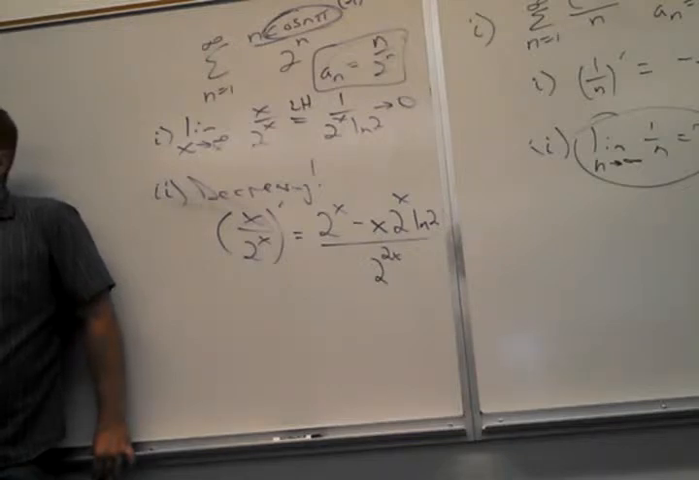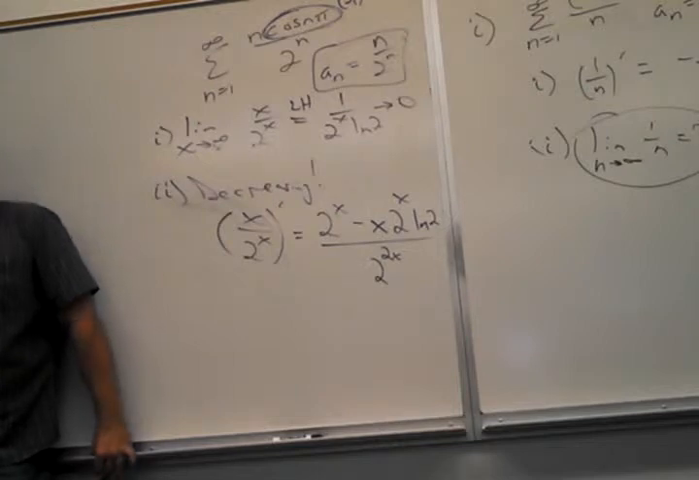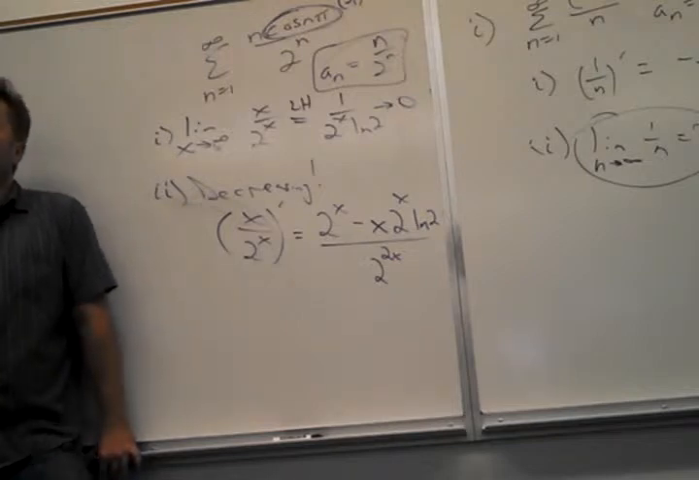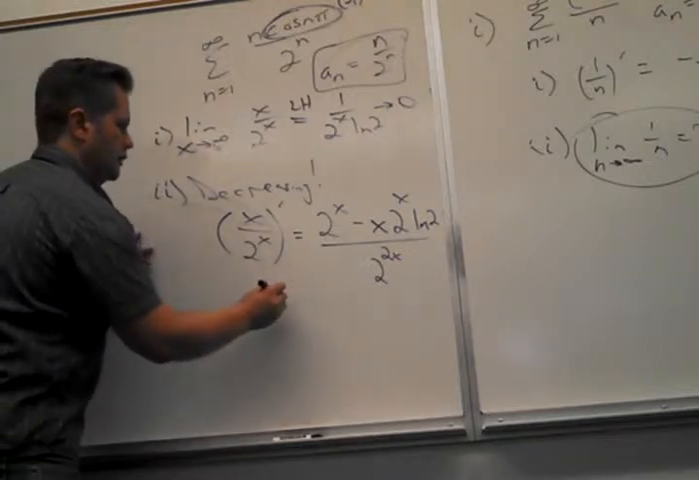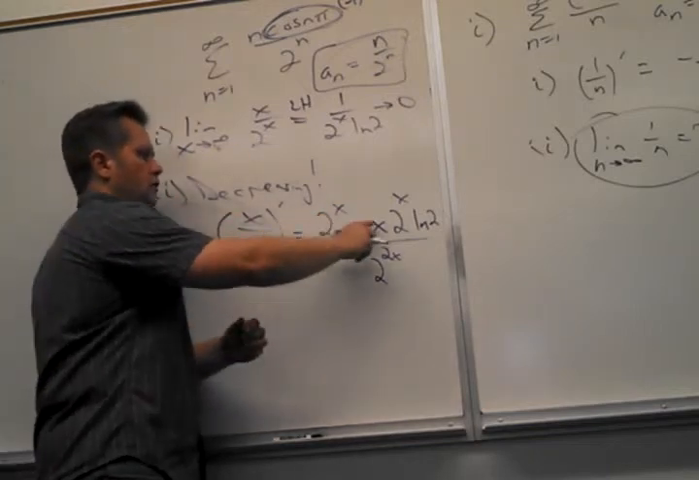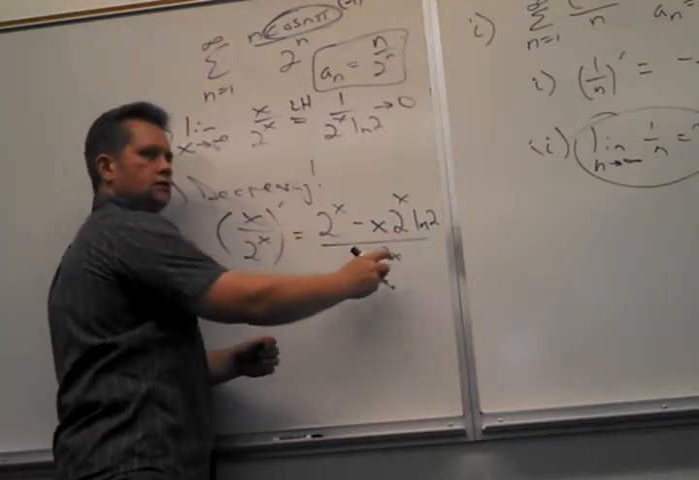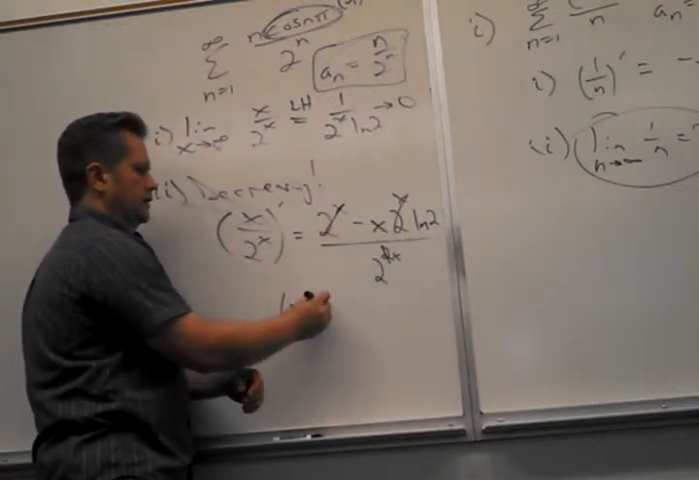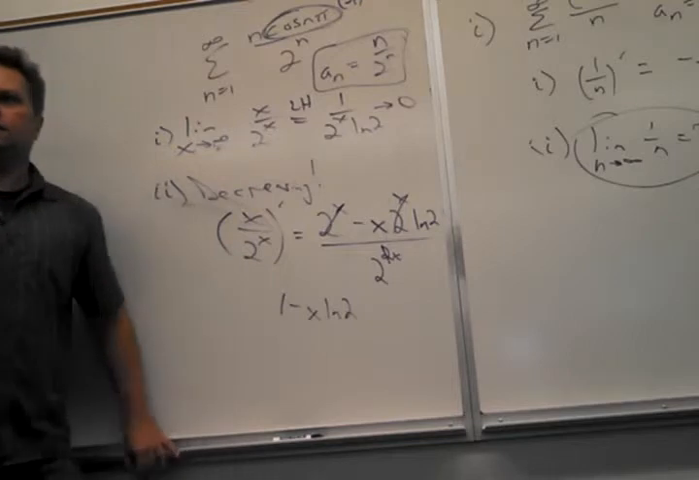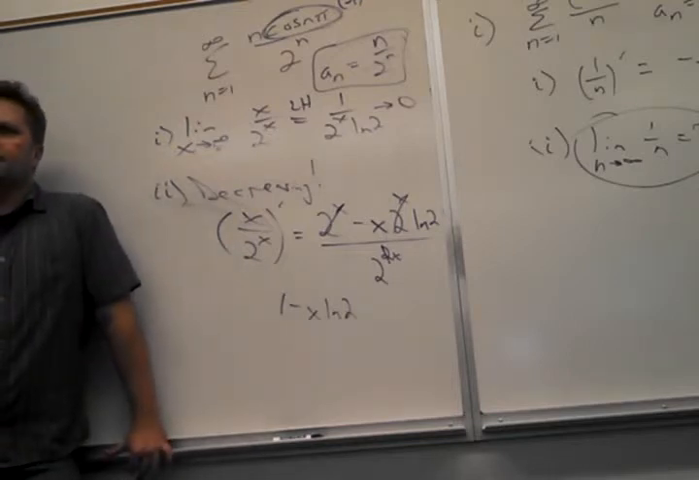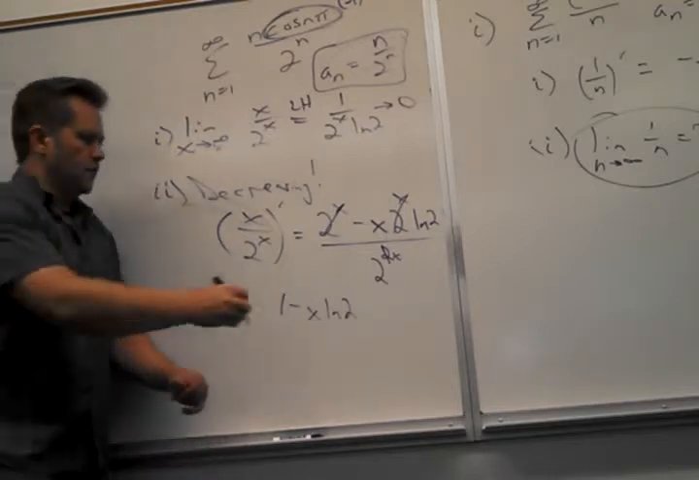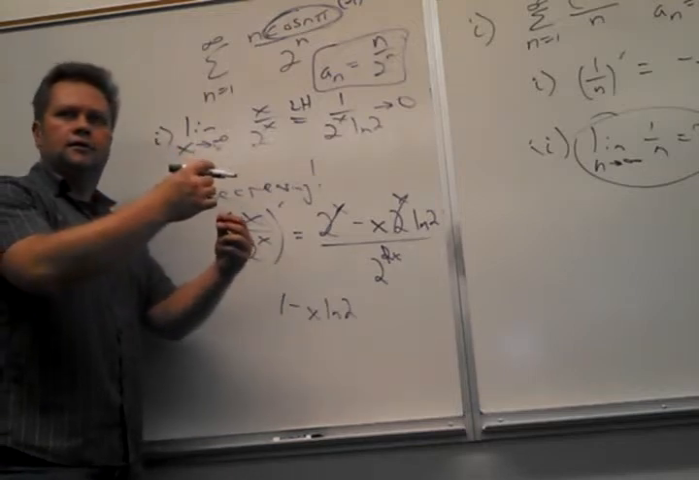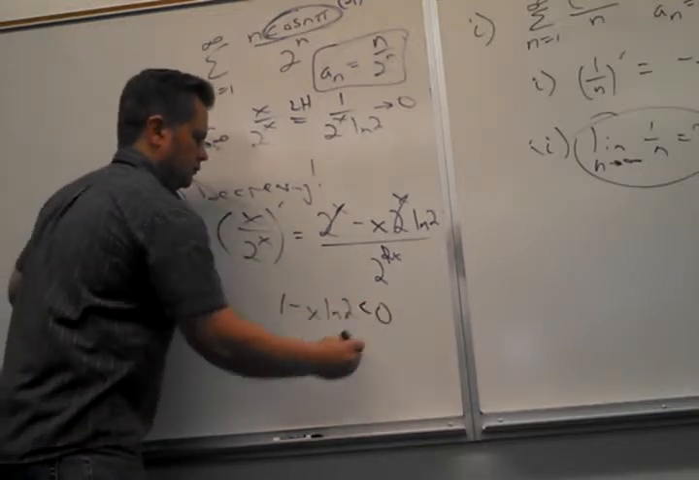How do we know if that's decreasing or not? The bottom is always positive, so I'm not even going to worry about the bottom. It's not going to mess with the sign. All I care about is the sign now. Before I even go there, what can I do with all those 2 to the x's? I can cancel one of them out. So I get 1 minus x ln 2, which should look very familiar. It should look a lot like the problem I asked on the last test. And I want to know when that is negative, so less than 0.